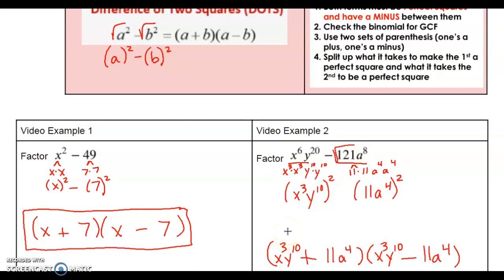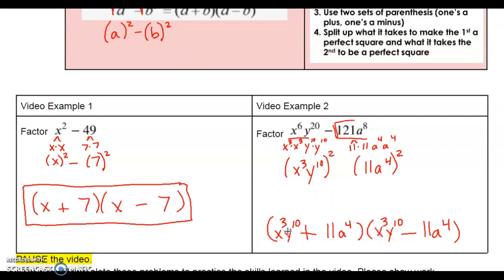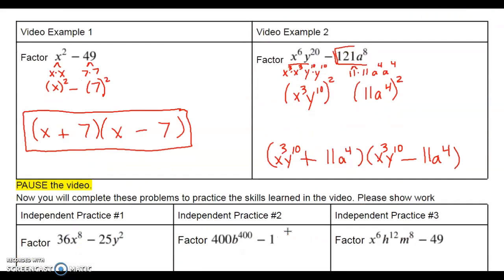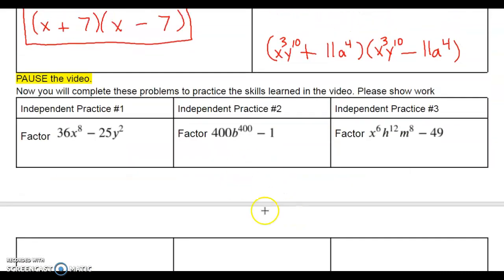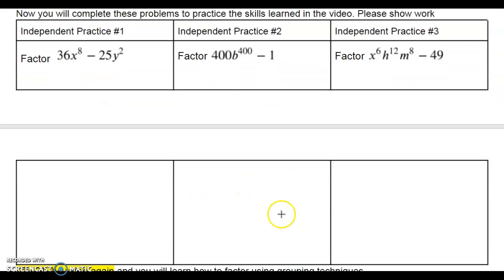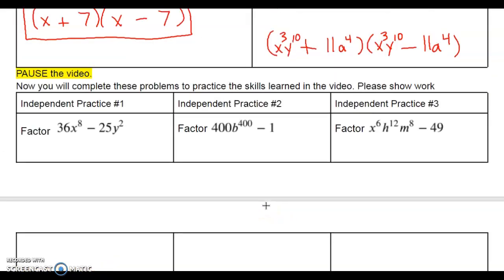All right. So I know that was pretty fast, but if you have questions, let me know. I have 3 for you to practice. I know there's not a lot of room. There is room in the box. So go ahead and pause the video and give those 3 a try.